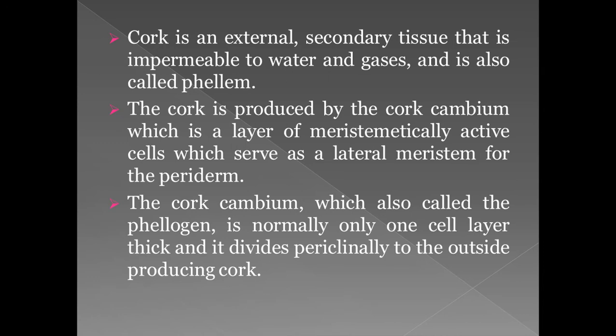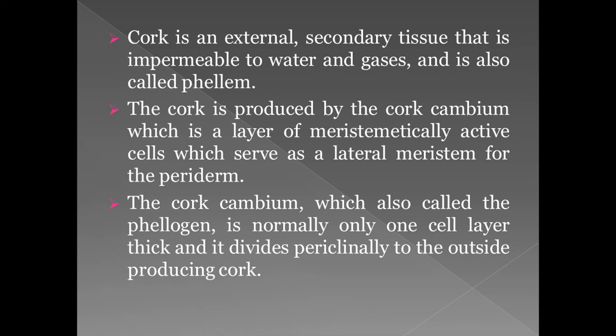What is cork? Cork is an external secondary tissue that is impermeable to water and gases, and it's also called the phellem. The cork is produced by the cork cambium, which is a layer of meristematically active cells which serve as a lateral meristem for the periderm.